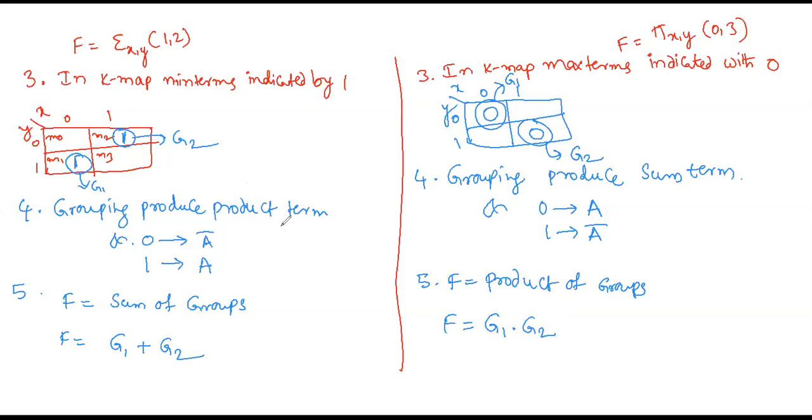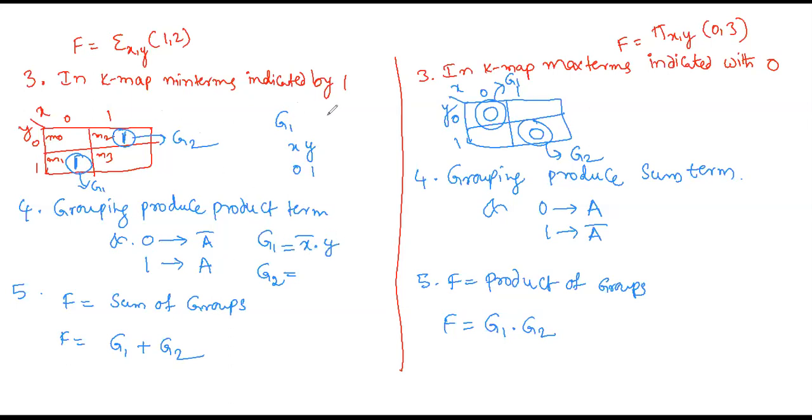Here grouping produces a product term. So we have two groups, G1, G2. The product term is nothing but G1. In G1, we have X, Y. X value is 0, Y value is 1. So 0 is indicated with the complement, X bar. While writing the next variable, you have to go with product. Y is 1, and 1 is indicated with the variable.